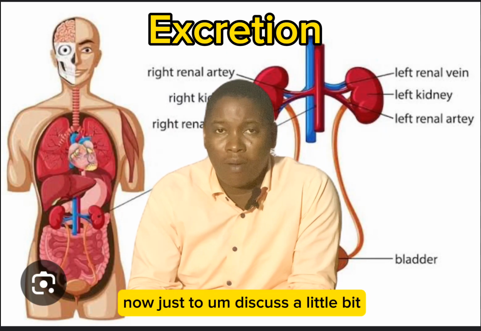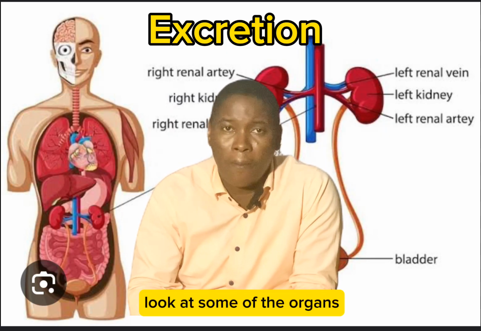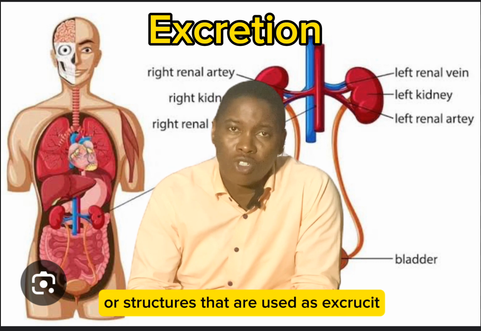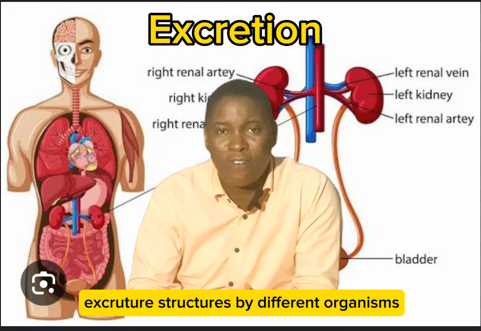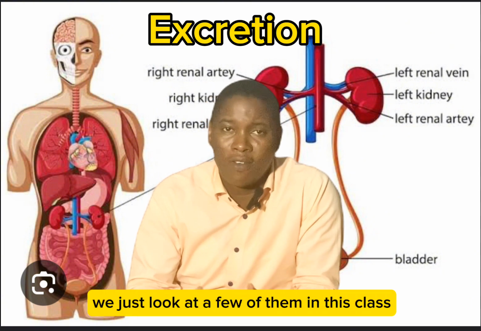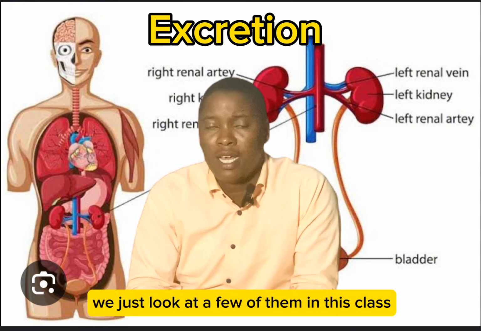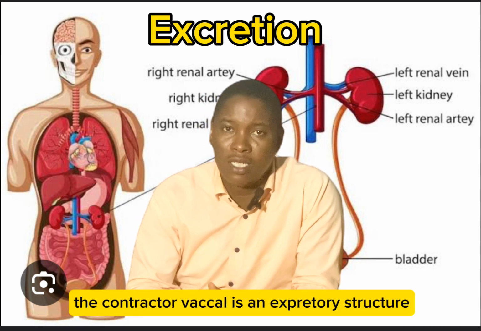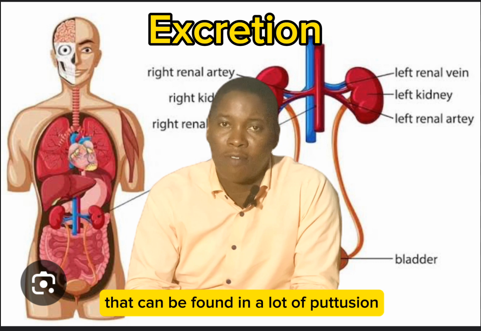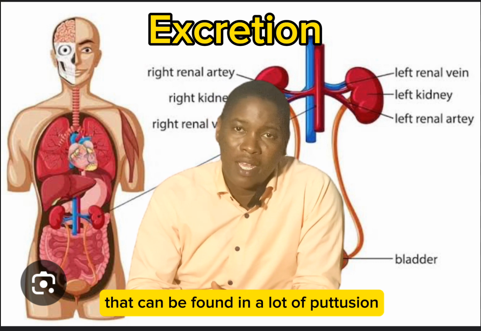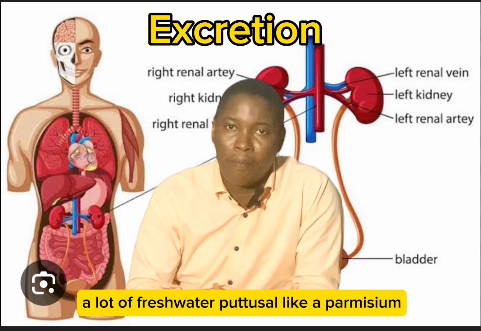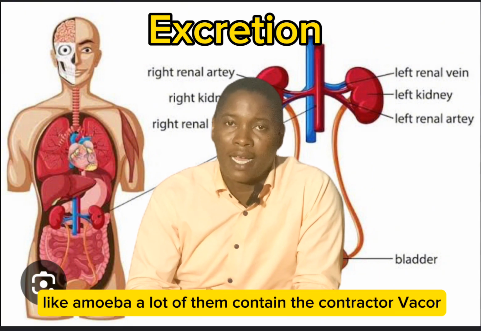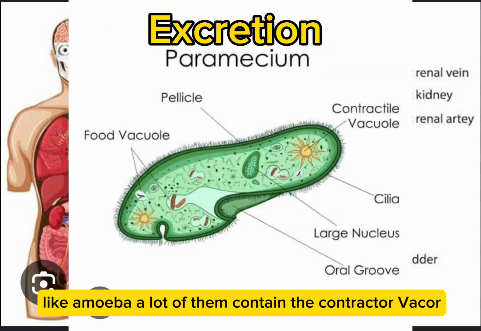Now, just to discuss a little bit, we'll look at some of the organs or structures that are used as excretory structures by different organisms. We'll just look at a few of them in this class. Now, the first one we'll look at is the contractile vacuole. The contractile vacuole is an excretory structure that can be found in a lot of freshwater protozoa like paramecium, like euglena, like amoeba. A lot of them contain the contractile vacuole.